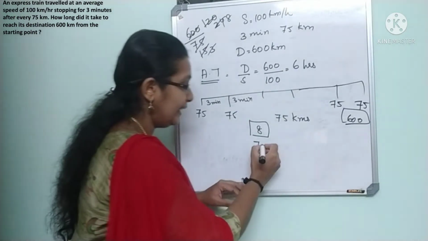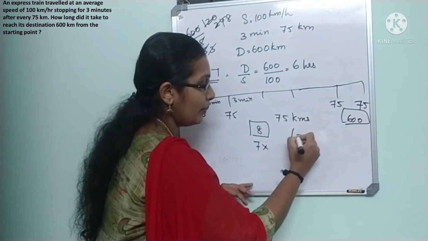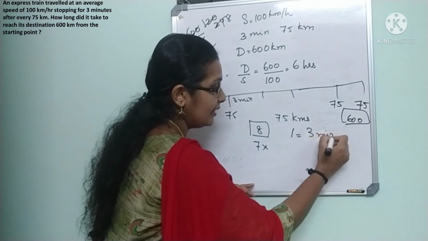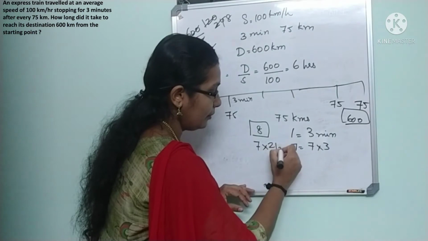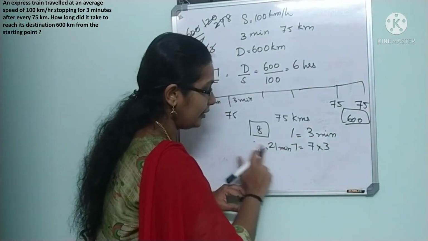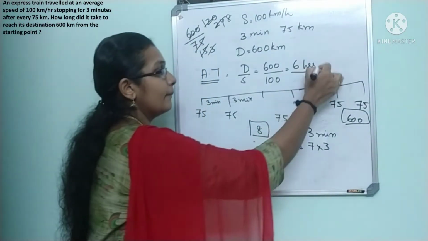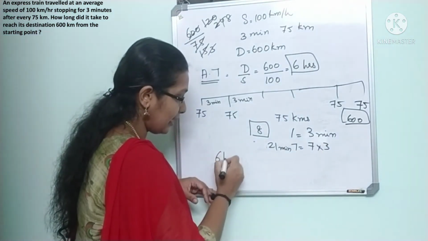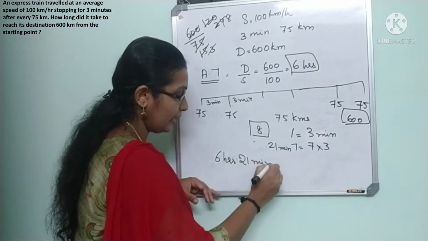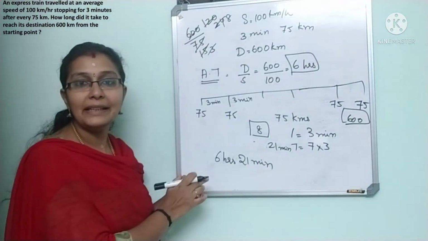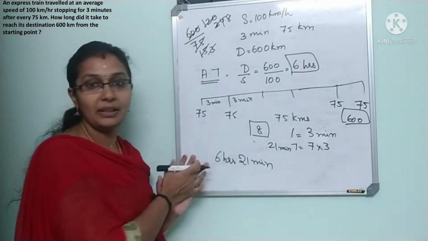Okay. So one stoppage it takes 3 minutes, means 7 stoppages it will take how much? 7 into 3, which is equal to 21 minutes. Correct? So totally it takes 6 hours. And now stoppage timing is 21 minutes. So total time to complete the journey including stoppage is 6 hours 21 minutes.